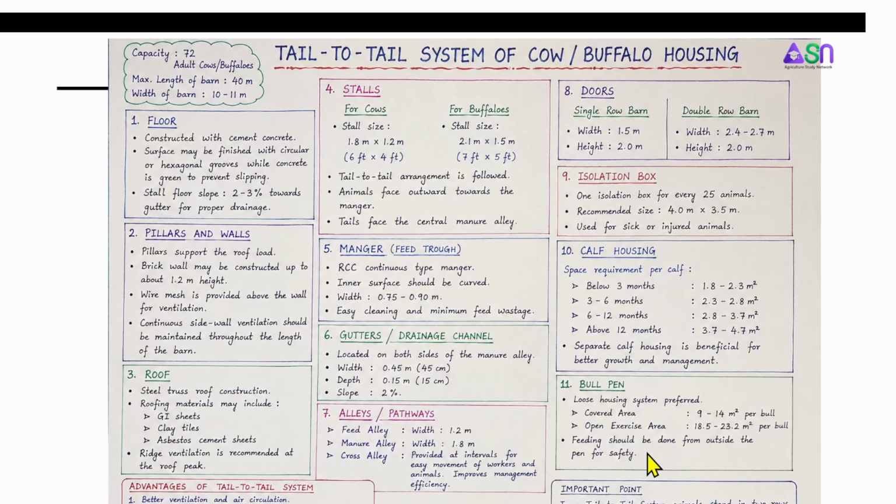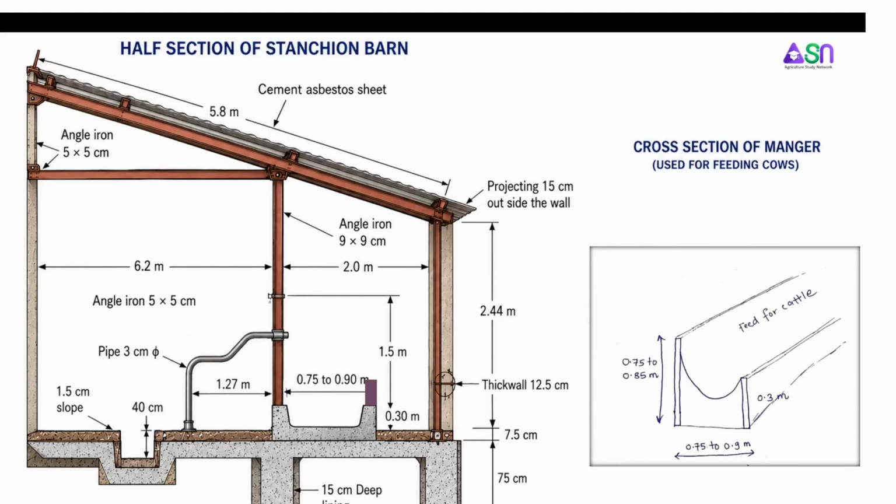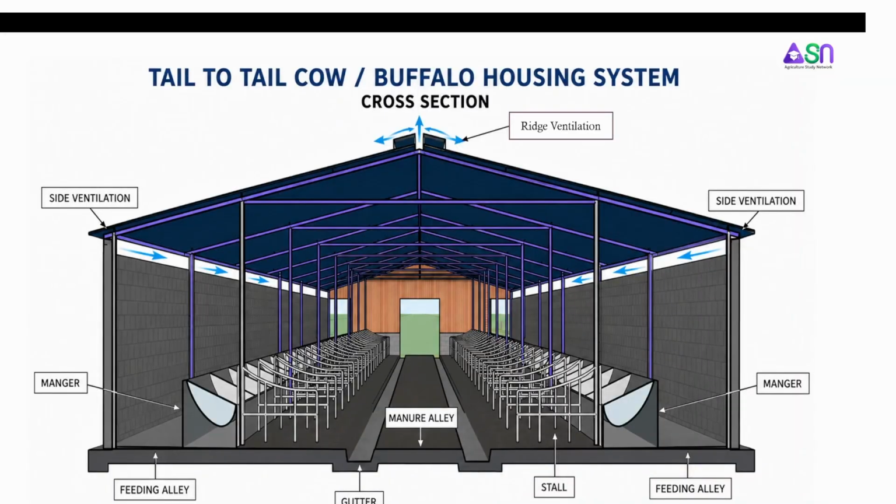These are the general construction details with the recommended dimensions. Dimensions can be changed sometimes according to the requirement. Any components can be adjusted, sometimes removed, and sometimes a new component is added so that it increases the barn efficiency. So this is all about tail to tail housing, construction details, design and plan.